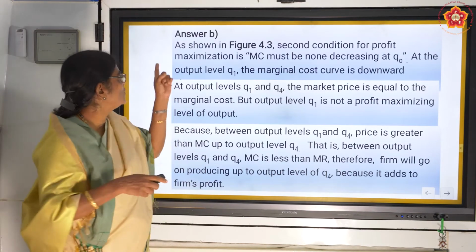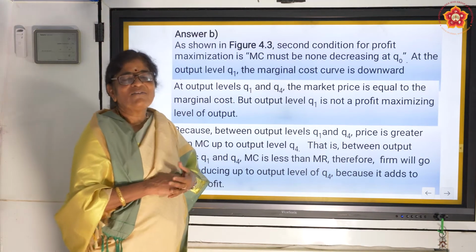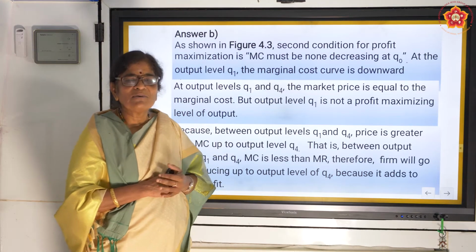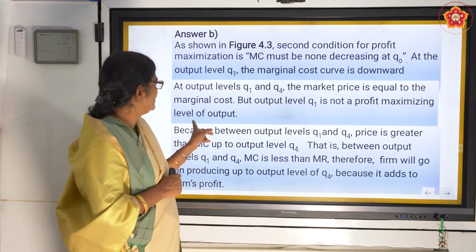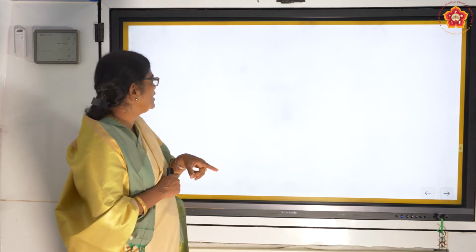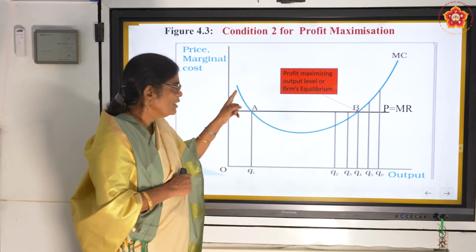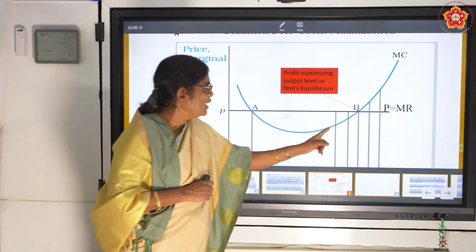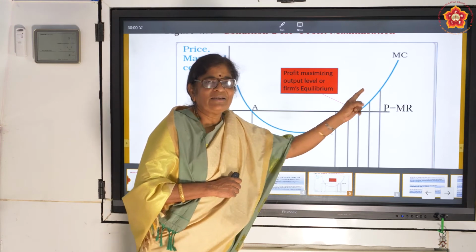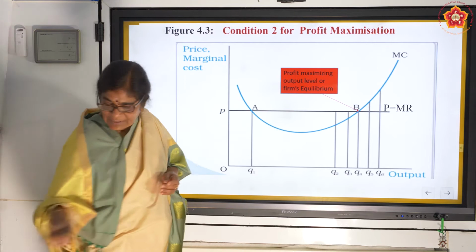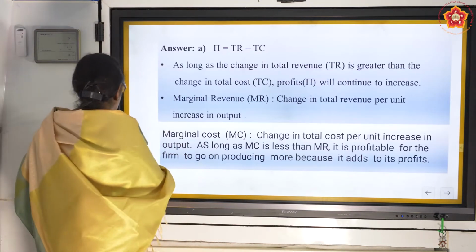Now we will see the next question, answer B. That is, why must MC be non-decreasing? We will see again with the help of the particular diagram which we have already discussed. You can see 2 points. At one point MC is decreasing, at the other point MC is increasing. Therefore, we can say from here why MC must not be decreasing.